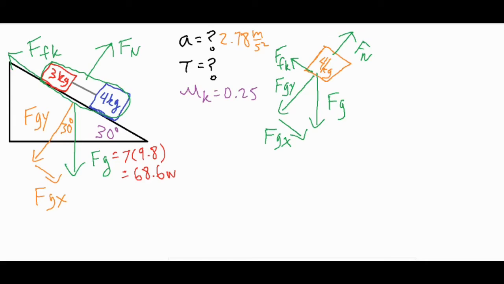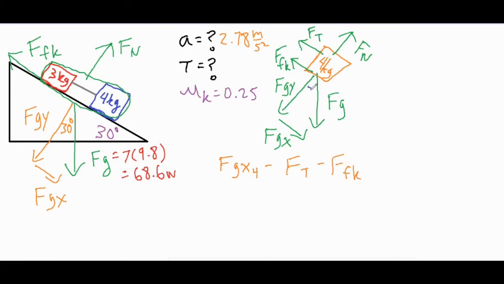In addition, because the rod is connected to it, there is an FT opposing its slide as well. So it's working together with the FFK to oppose that FGX. So let's go ahead and create a new formula. We have our FGX of our 4 kilogram mass minus the FT and the FFK.